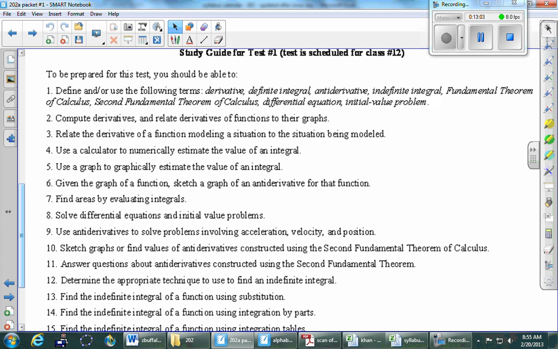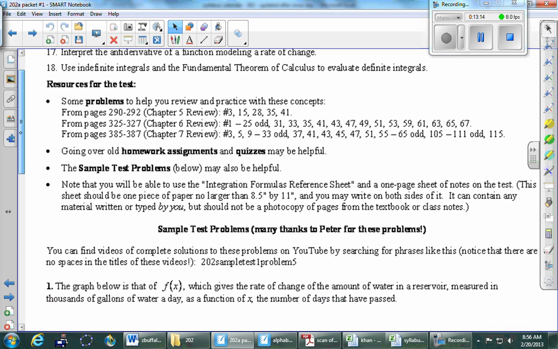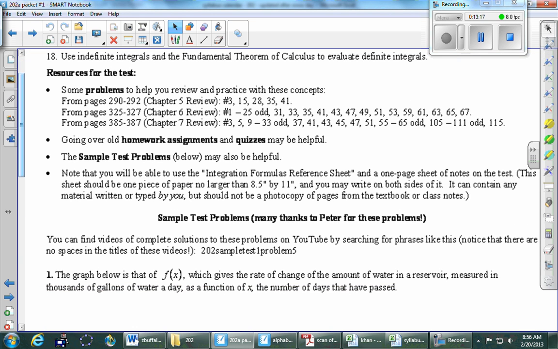Can I, in number 7, find areas by evaluating integrals? If you can, put a check. If you can't, find some problems where you figure out how to do that. So there's a list of things that I'd like you to be able to do. And then on the next page are some resources. Here are some problems that were never assigned for homework. So if you're looking for more practice problems, you can try those. Certainly going over old homework assignments and quizzes may be helpful. Sample test problems are right down here.